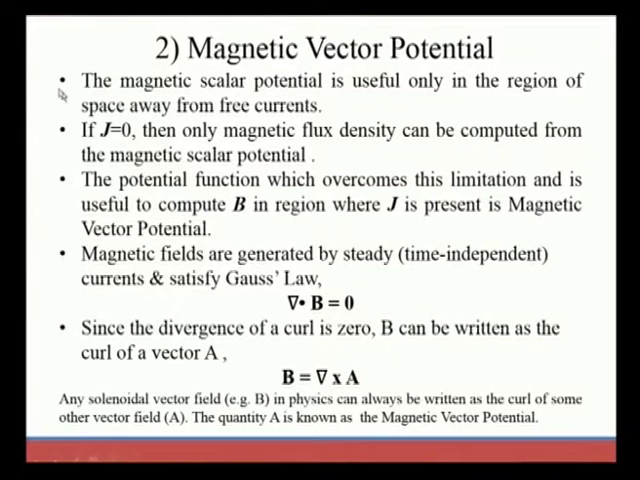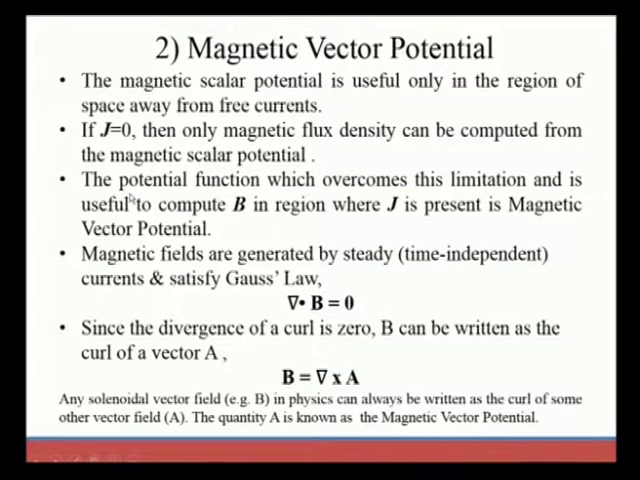So, if J is equal to 0, then only the magnetic flux density can be computed from the magnetic scalar potential. That is what the magnetic scalar definitions say. And the potential function which overcomes this limitation and is useful to compute B in a region where J is present is the magnetic vector potential.